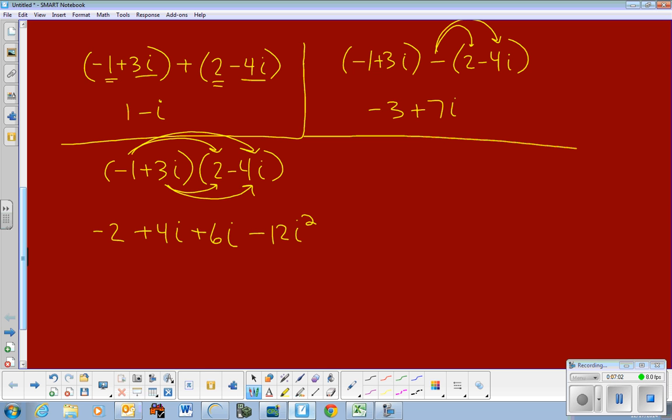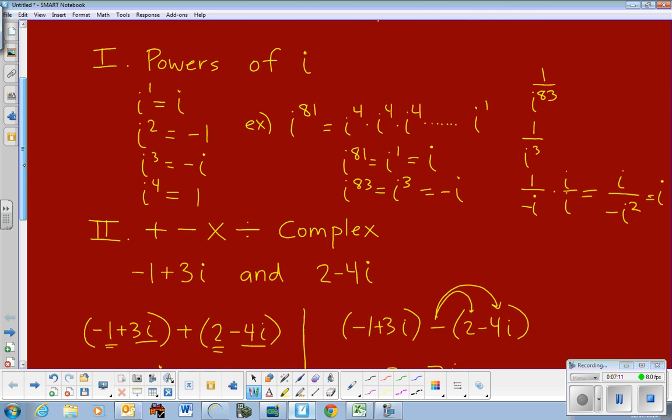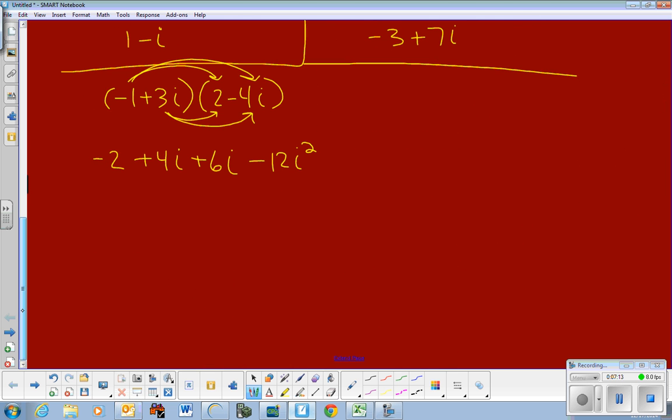3i times -4i, -12i squared. So here's a quick way to think about it. Anytime you see an i squared, you can take it out and put in a negative sign, right? Because i squared is -1. So what's going to happen when you FOIL a couple of these, I'll go ahead and put the two like terms in the middle together. And then I get -12 times -1, which basically just takes that from a -12 to a +12. -2 plus 12 is 10 plus 10i.